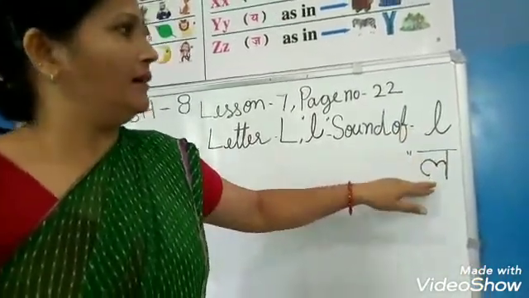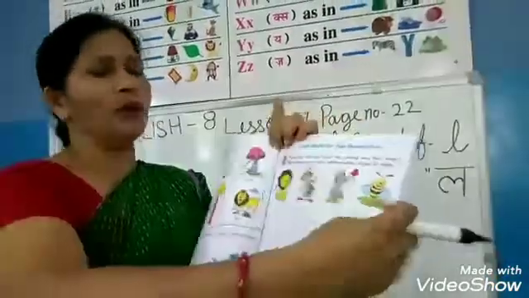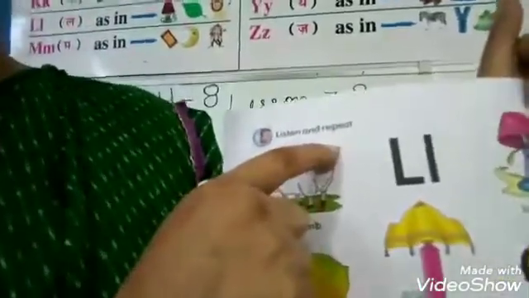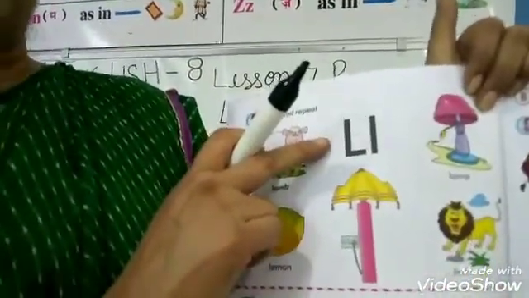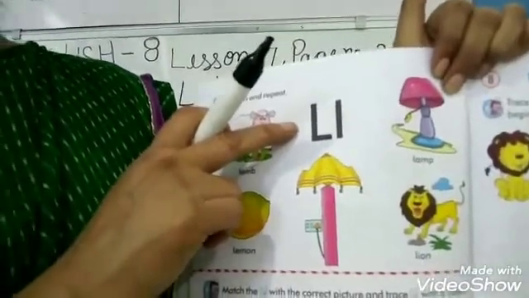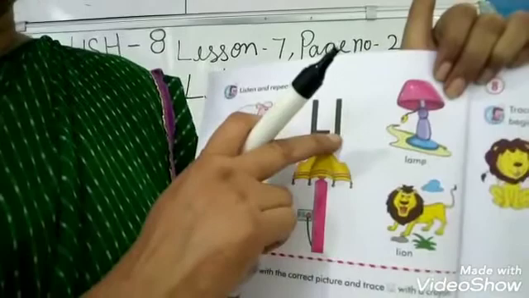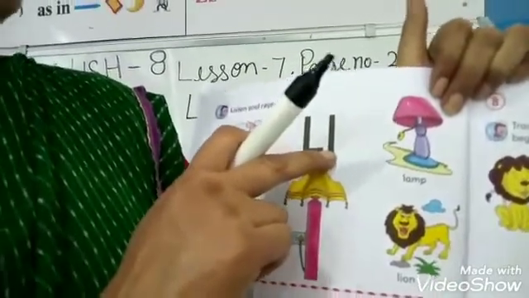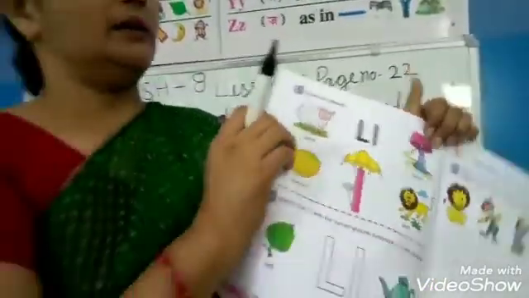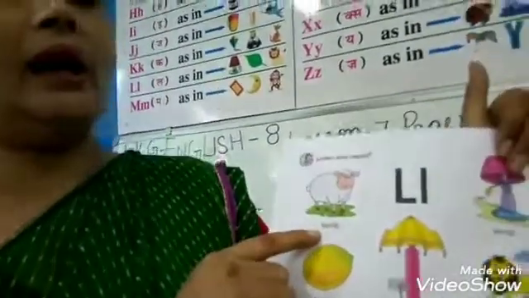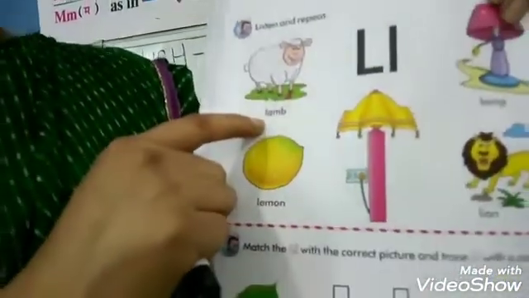Okay. L. So look at the book children. Okay. Our lesson number 7 and concept, listen and repeat, and page number children 22. So this letter is L. This capital letter L, and this letter is small letter L. Children, L for lamb.